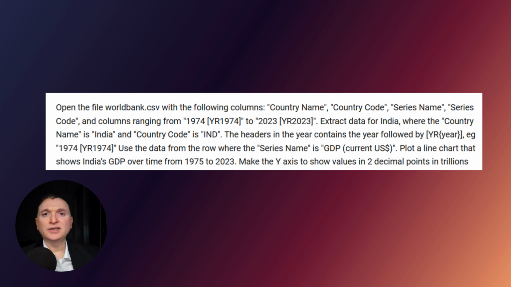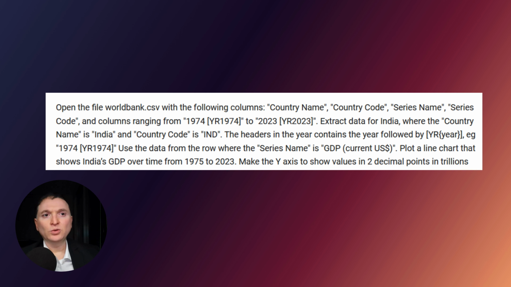And then I'm providing some additional information that says use the data from the row where the series name is GDP in current US dollars. Again, I'm providing the exact name of the indicator that we want to extract for this specific plot. Again, for our first plot, we will start with the GDP in US dollars.